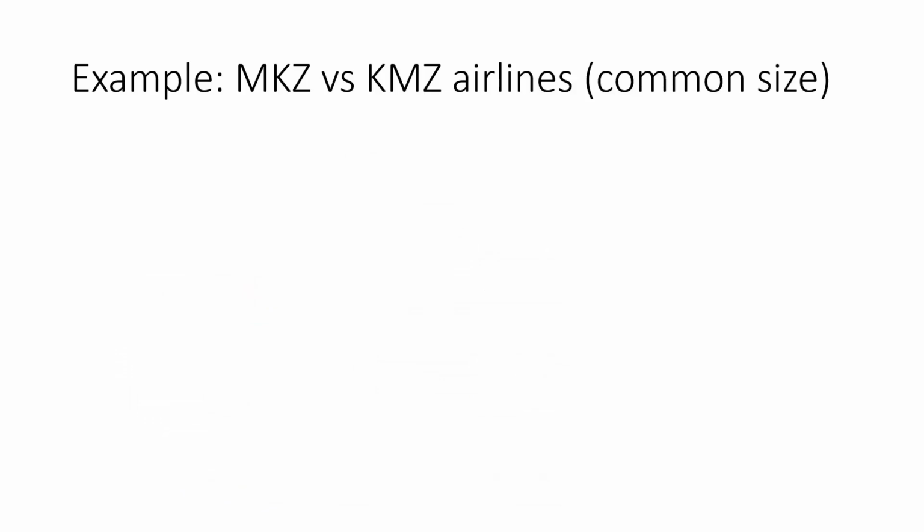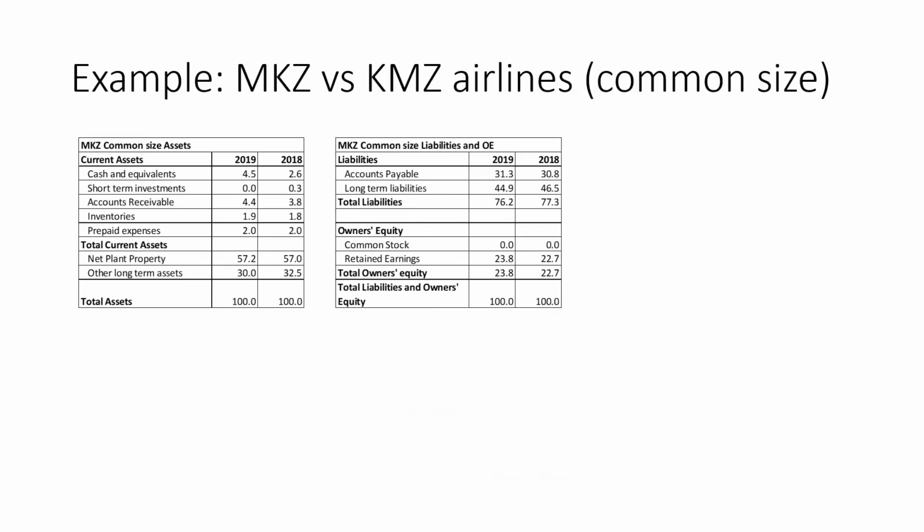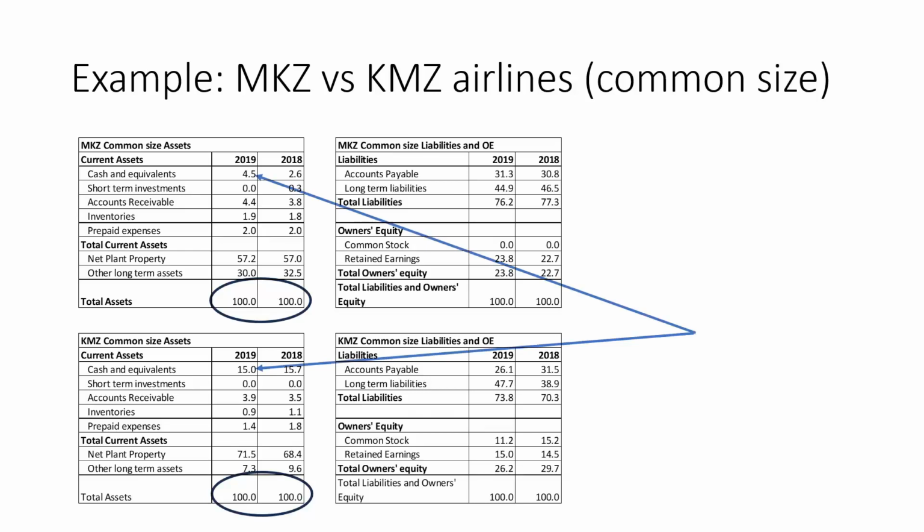And so now we convert this into common size by dividing it by the size of the total assets. So here everything is now converted to 100%. And then we notice, wow, total assets is 100% for both the companies. Now cash for MKZ, the larger organization, is only 4.5%. And then cash for KMZ is 15%. So KMZ seems to be more liquid in terms of holding its cash assets.